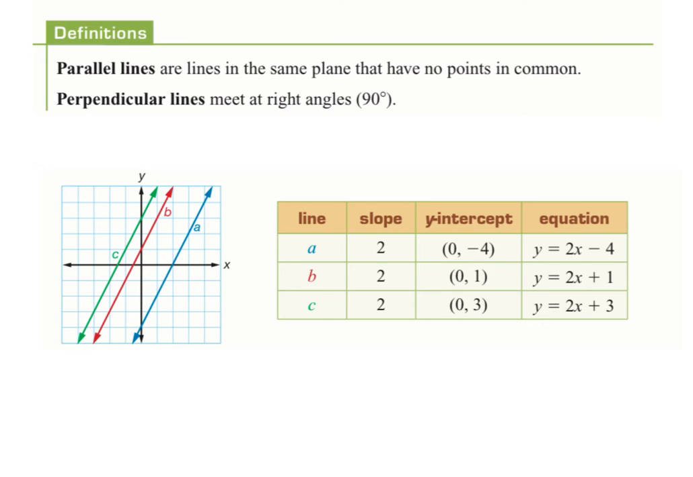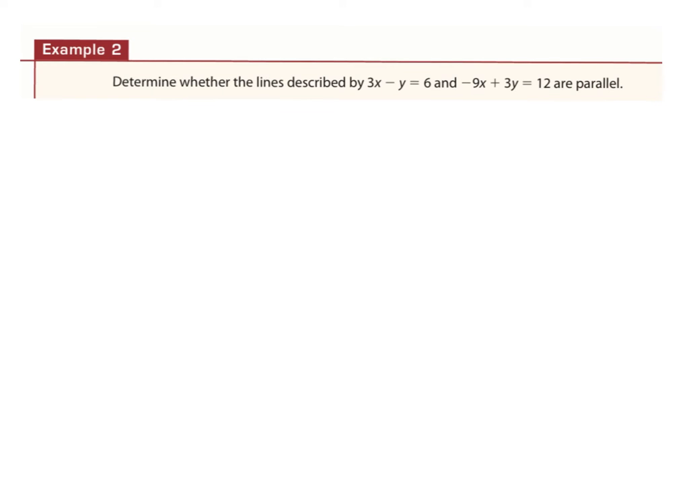So let's look at this Example 2 here. Determine if these lines are parallel. They have 3x minus y equals 6 and -9x plus 3y equals 12. Just looking at these, we cannot tell what the slope is because they are both in standard form. So we are going to move these to slope-intercept form.